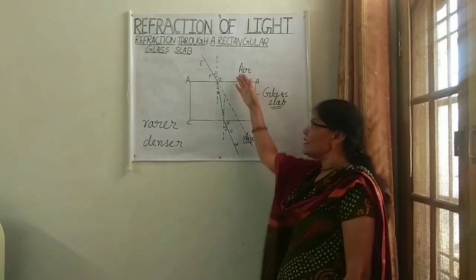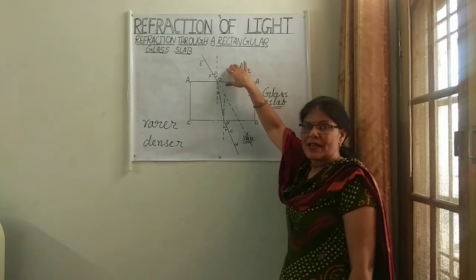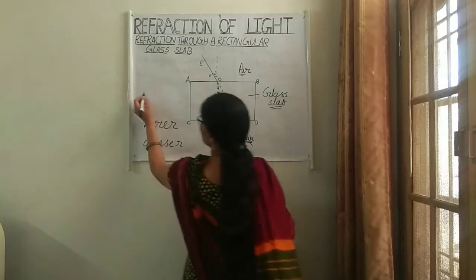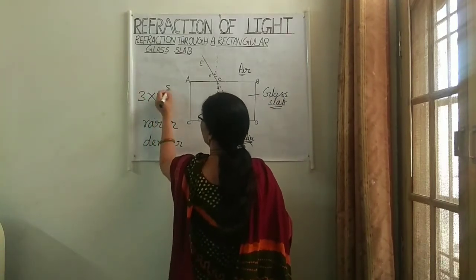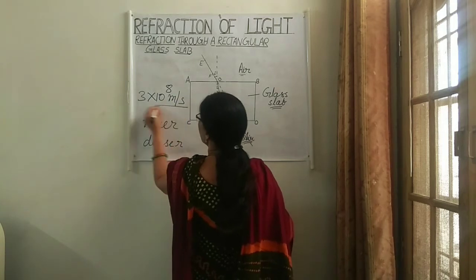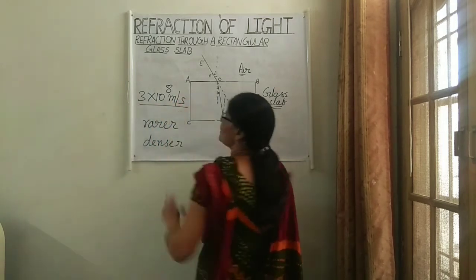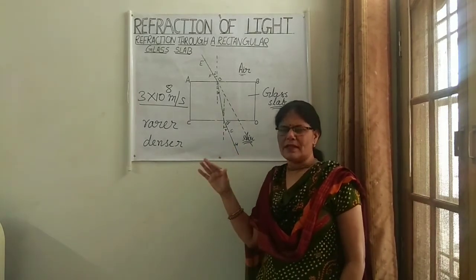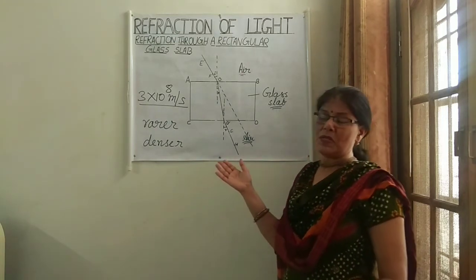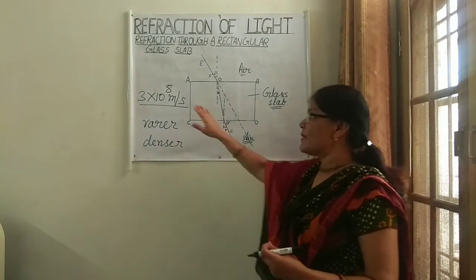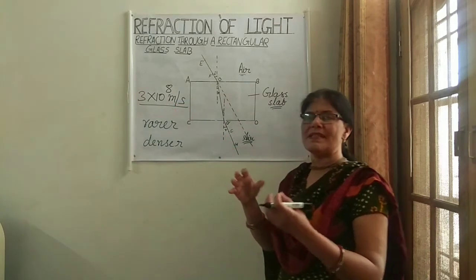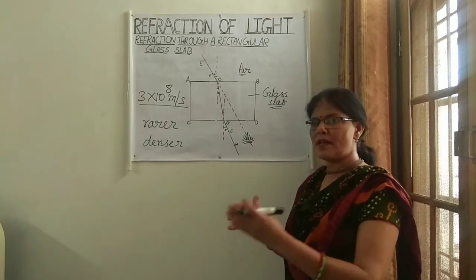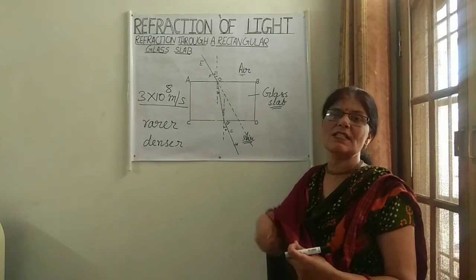Vacuum is the rarest medium. The speed of light is maximum in vacuum, that is 3 into 10 to the power 8 meter per second. We consider this speed as the speed of light in air also. There is a marginal difference, but we consider the same speed. So this is the speed of light in air, which is maximum. Then as the medium becomes denser and denser, the speed of light slows down. So when the light passes from rarer to denser medium, its speed slows down.